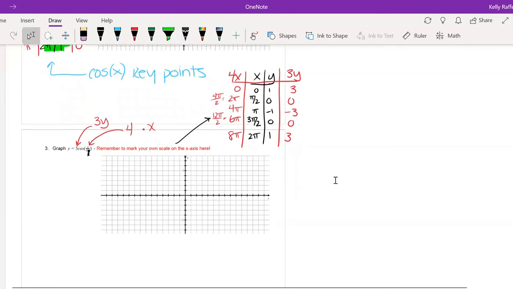All right. This one, I didn't put any scale on the x-axis. So we're going to look at these x points that we have. Looks like we've got 0, 2 pi, 4 pi, 6 pi, 8 pi. So I think I'm just going to scale mine just like that. It doesn't matter what you decide. I'll do like every 2 lines, I'll make 2 pi. And then just keep my pattern going.